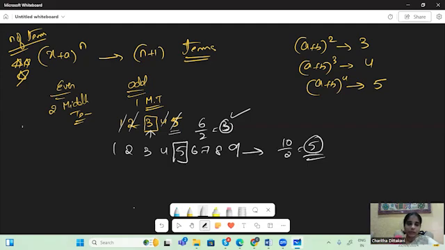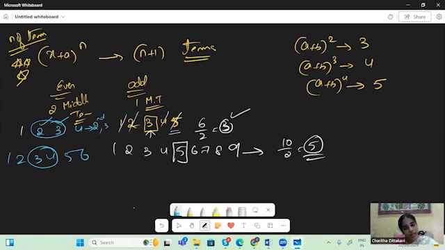Understood? Similarly, if I have 1, 2, 3, 4, how many middle terms? Both 2 and 3 are my middle terms. If I have 1, 2, 3, 4, 5, 6, both 3 and 4 are my middle terms. Here, what am I doing? If it is 4, obviously I can divide 4 by 2. 4 by 2 is 2, the second term, and the very next term, the third term, you can consider. Coming to 6 also, you can divide that by 2. That is your third term and the fourth term. Understood? Clear?